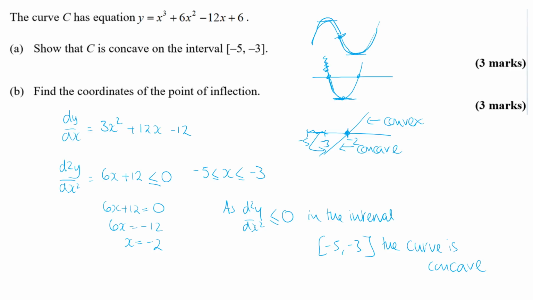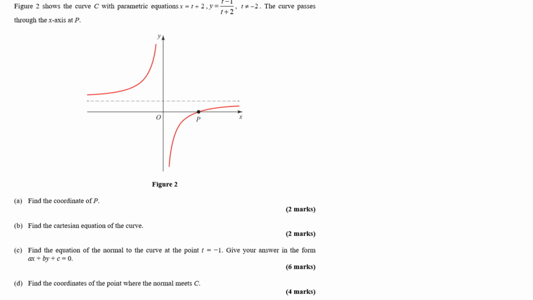So part B, find the coordinates of the point of inflection. Well, we've already found part of that. The point of inflection is when x is equal to minus 2, and what we need to do to find the coordinate is sub minus 2 in there, and when you do that, y comes out to be 46. So the point of inflection is at minus 2, 46.